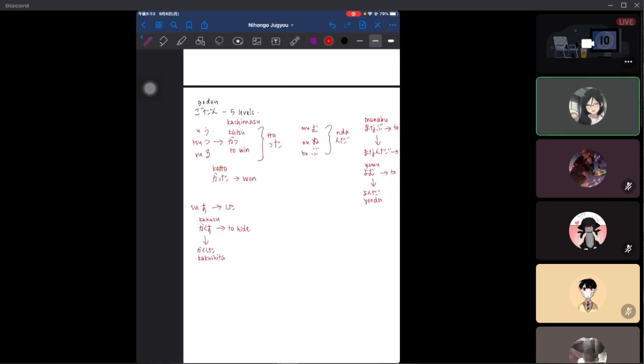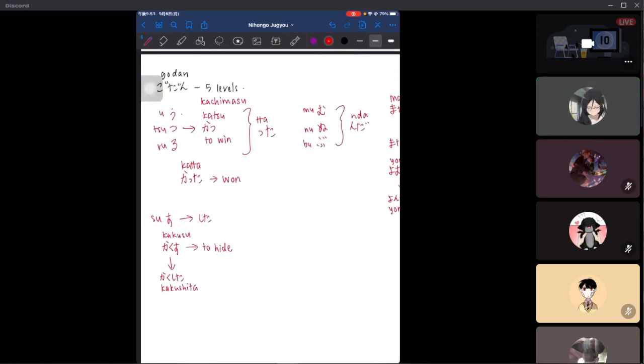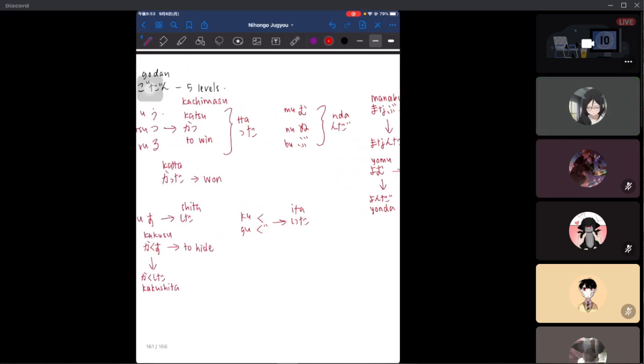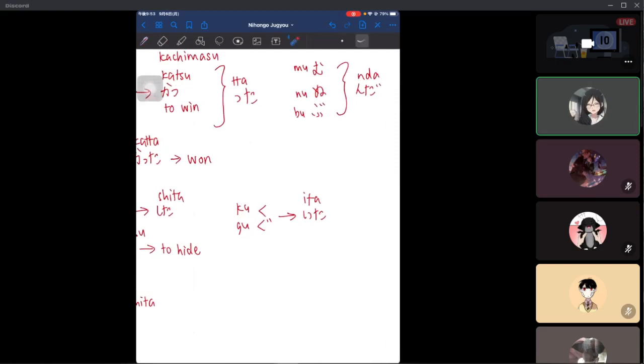And lastly is the verb that ends with ku and gu. So this one, if you conjugate it into a past tense short form, it will become ita. Wait, sorry, let me check. The one before was shita. This one is ku and gu. It will become ita. So the verbs that end with ku and gu will become ita.